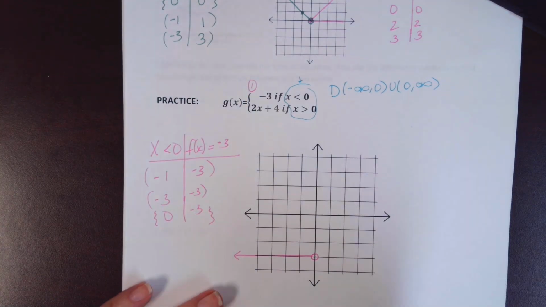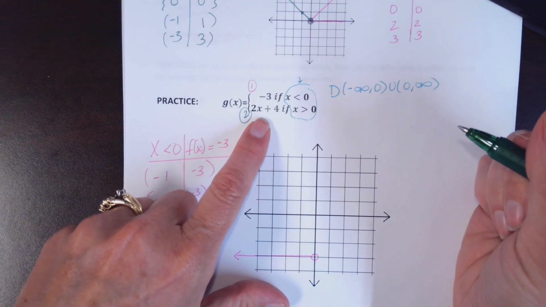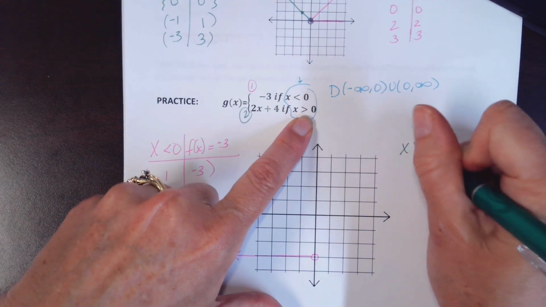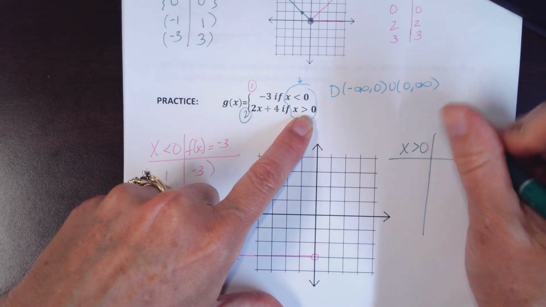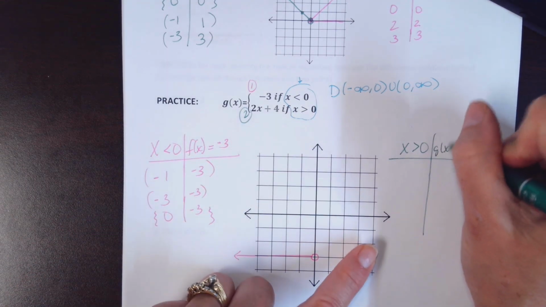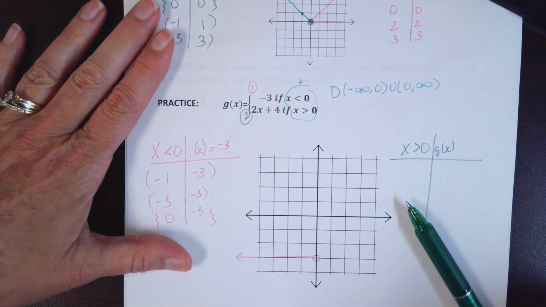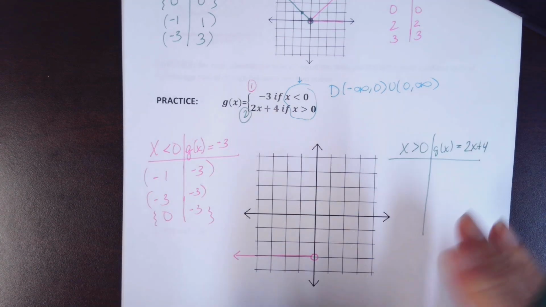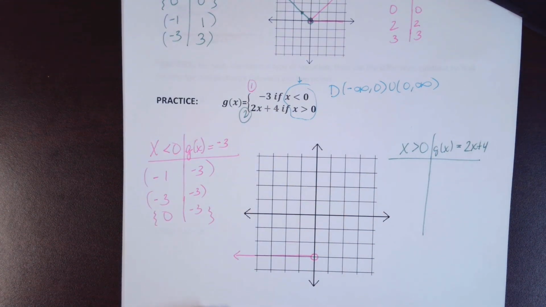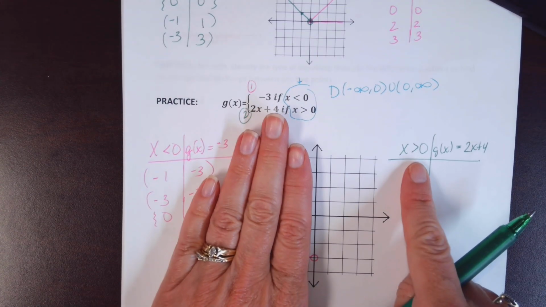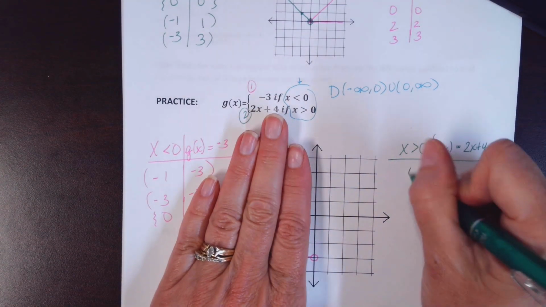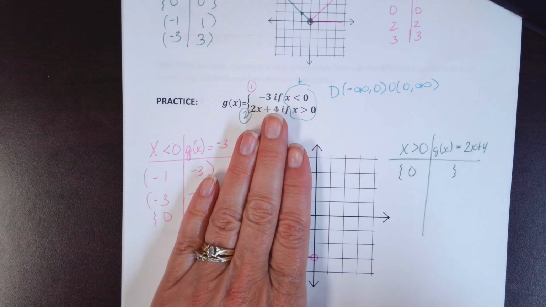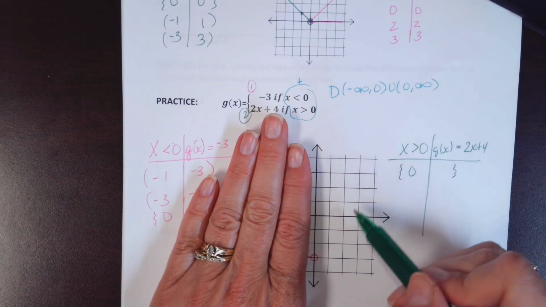The second piece, the second rule for my function is 2x plus 4. That happens where my domain, x greater than 0, g of x, that should be g of x, not f of x. Doesn't make a big difference, but we'll try to keep it straight. G of x is 2x plus 4. Okay, now we're only interested in this piece of the domain. We've got to consider 0, even though it's not going to be a filled in circle. It's going to be an open circle again.